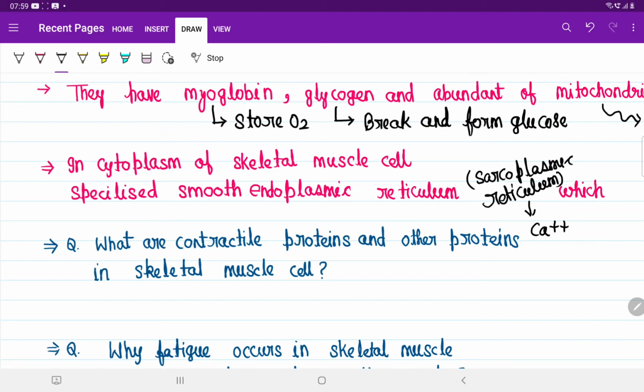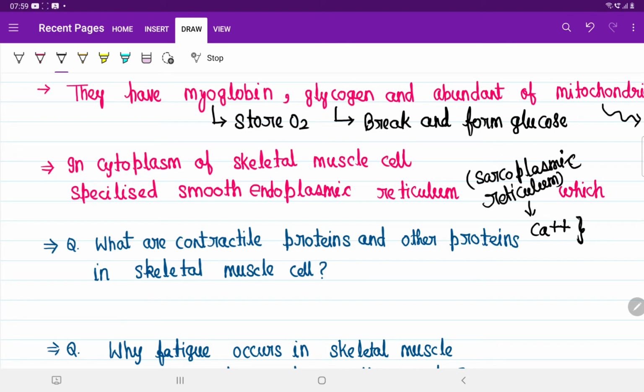And they have some specialized smooth endoplasmic reticulum, and this specialized smooth endoplasmic reticulum is called the sarcoplasmic reticulum. This sarcoplasmic reticulum stores calcium ions, and this calcium ion has a switch-on kind of role in contraction of the muscle cell. A very important role. In another video we will see what their role is.